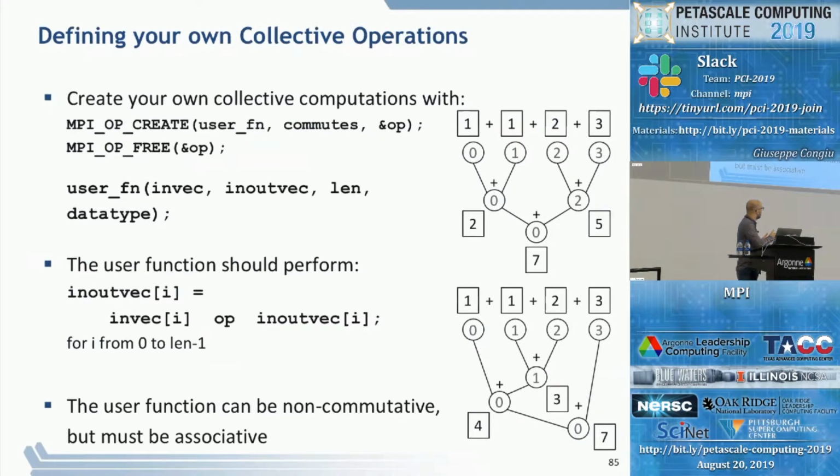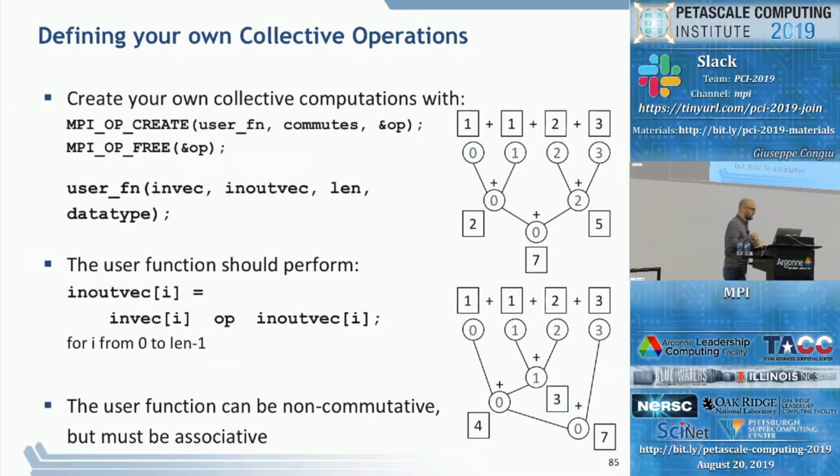There are also mechanisms that the MPI standard provides to allow the user to define their own combiner operations. For example, you can use MPI op create to register a user function with the MPI library. And this function, of course, has to have a standard signature, like this user underscore fn. That basically means that you take an input vector, an input-output vector, a len, and a data type. And the input-output vector gets the result of the input vector combined with the input-output vector. The user has to tell the MPI library whether the function is commutative or not. The function has also to be associative.